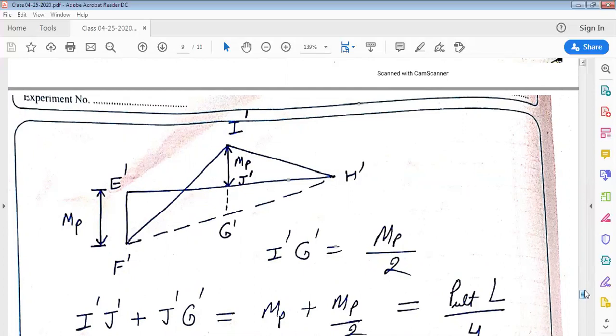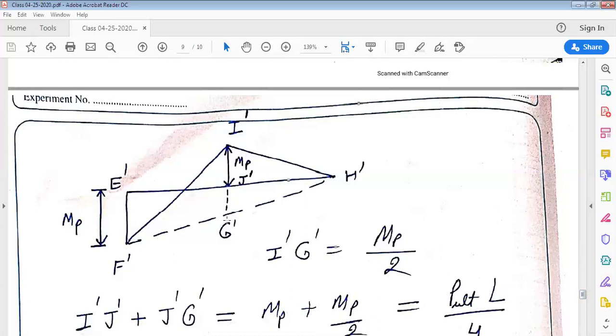Now we have joined point F dash and H dash by a dotted line, and G dash is a point on the dotted line vertically below point J dash. You can see here that there is one mistake. Here I have written I dash G dash equal to MP by 2. Actually, it should be J dash G dash equal to MP by 2.